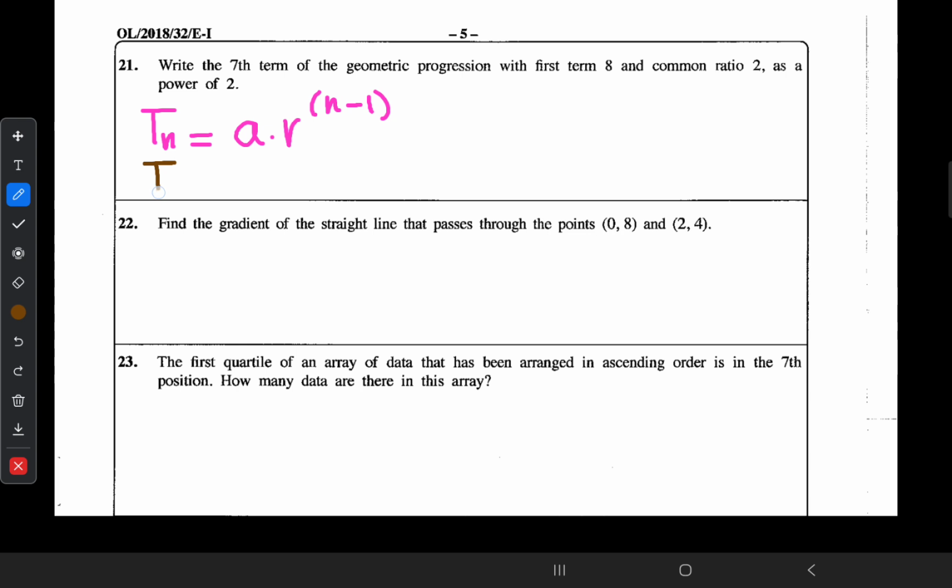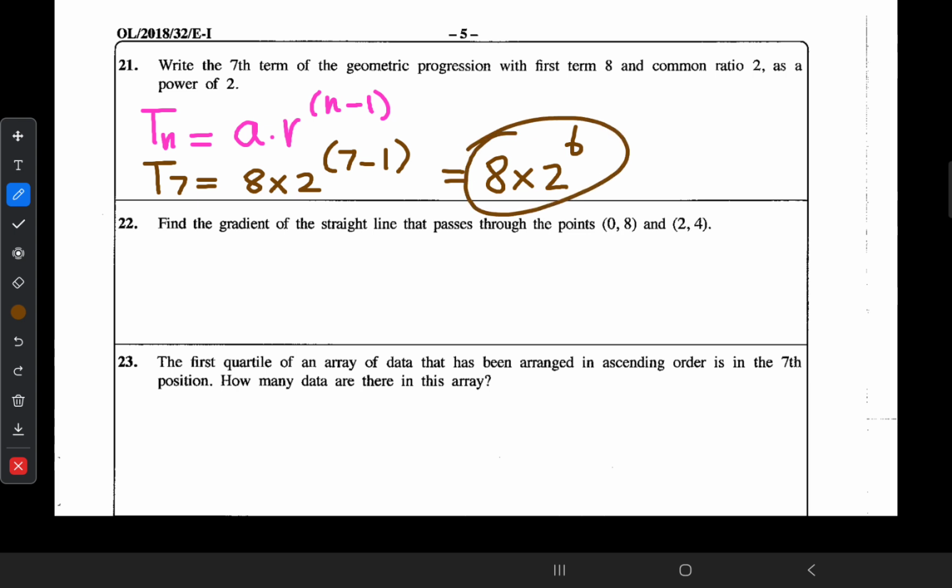So T7 should be equal to, what is A? The first term is 8, multiplied with r, 2 to the power of 7 minus 1. So 8 multiplied with 2 to the power of 6. But the question asked for a power of 2, so you cannot give the answer as 8 into 2 to the power of 6. The whole value should be written in terms of 2 as a base.